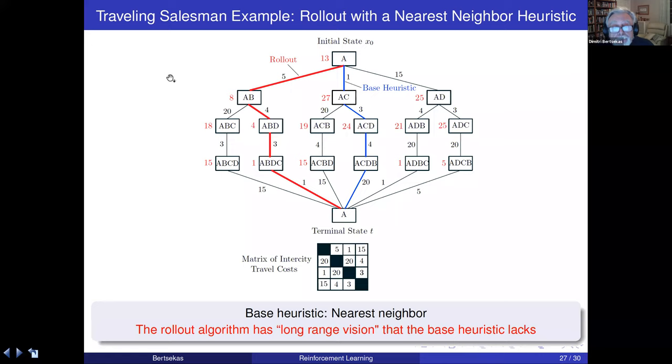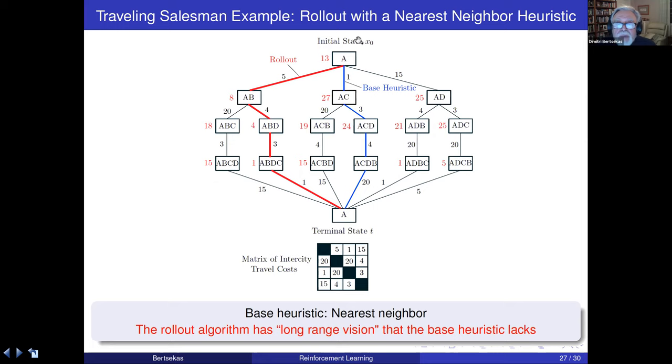Right, yeah, mm-hmm, yeah. Any other suggestions? Yes, you're right. You're using more knowledge, more information. You compare the very first step, you make a comparison that is exact. You look at all 3 choices. But there's something else also here. The base heuristic is myopic. It looks only one step ahead, okay? So at every step, it compares just the arcs that are outgoing. It doesn't go down the line to see what lies ahead.